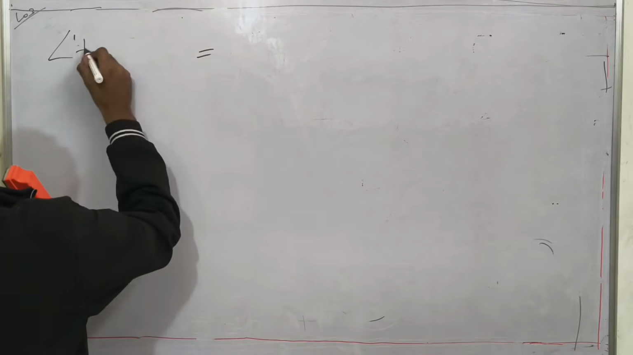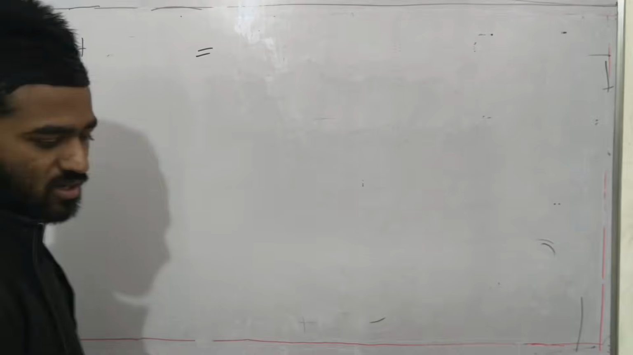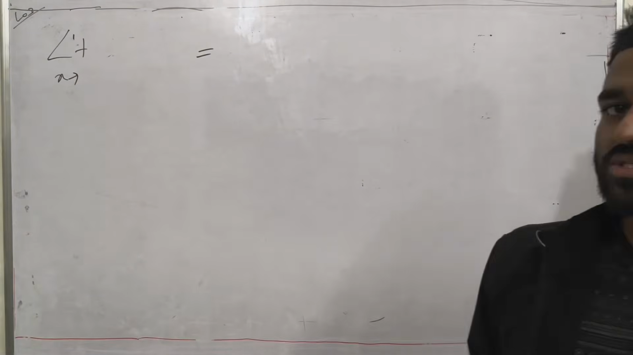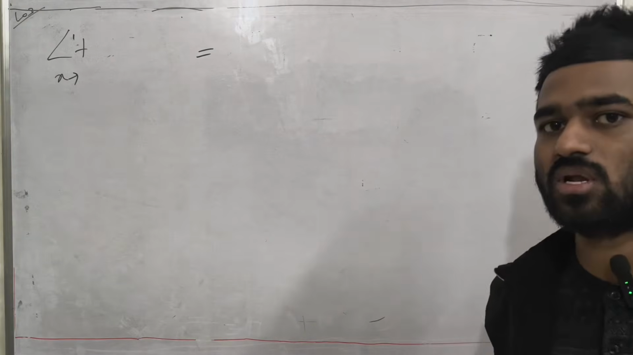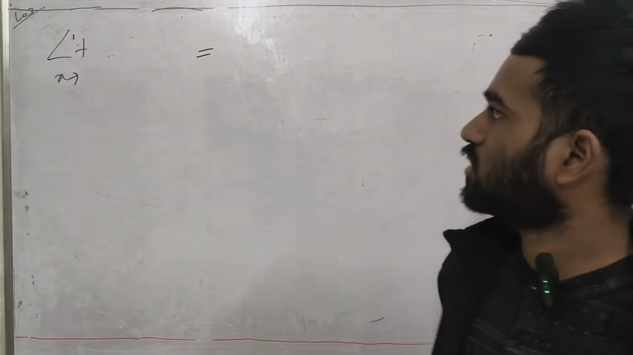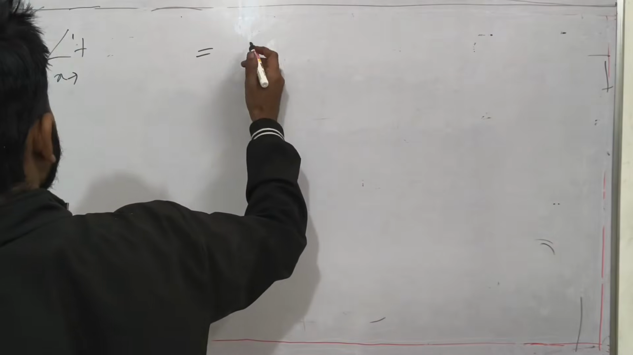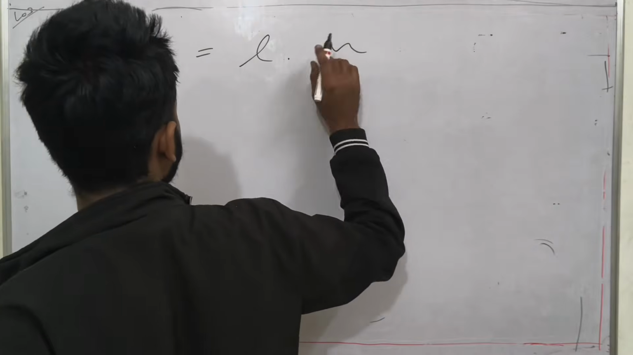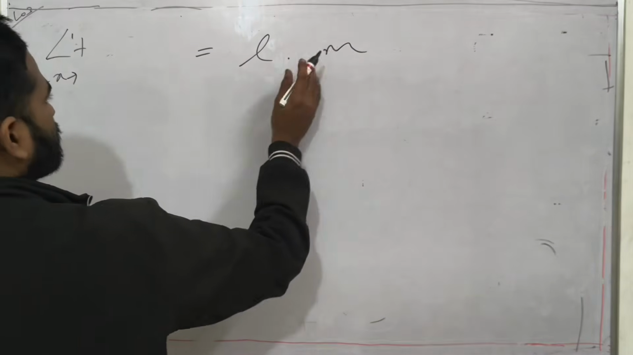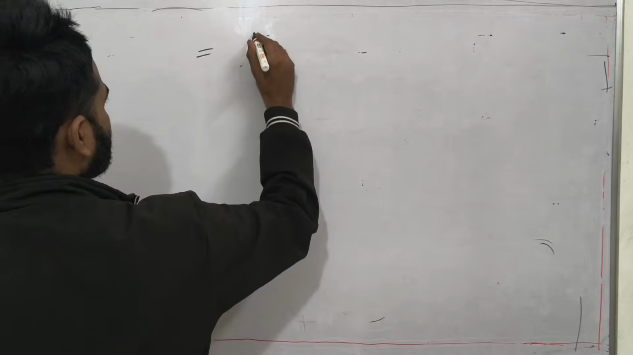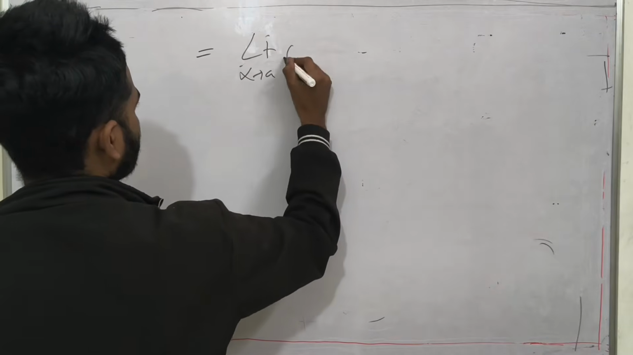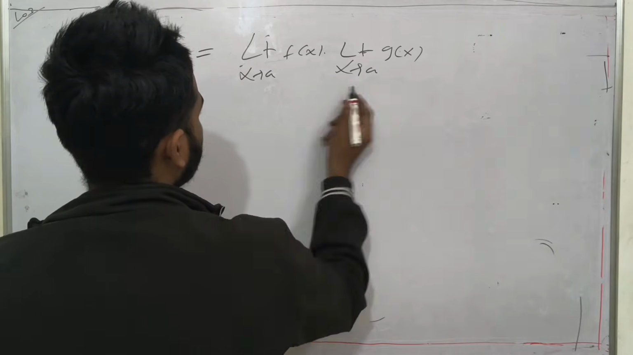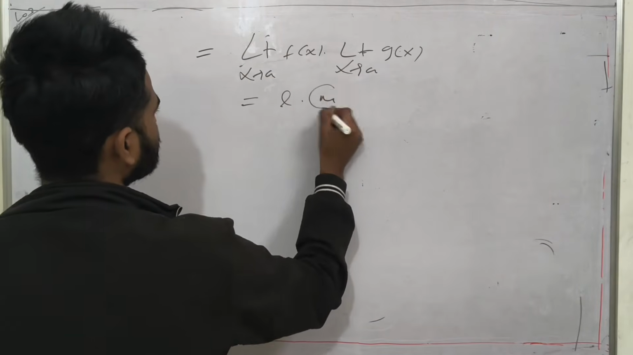again, limit x tends to a, why we can't use that formula, limit x tends to a f of x into g of x equals limit x tends to a f of x into limit x tends to a g of x? Why we can't use it? I told you the same, here the right hand side is l into m. Okay, let's write again. Limit x tends to a f of x into limit x tends to a g of x equals l into m.